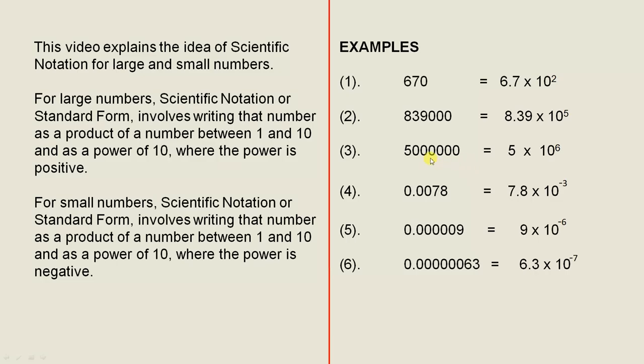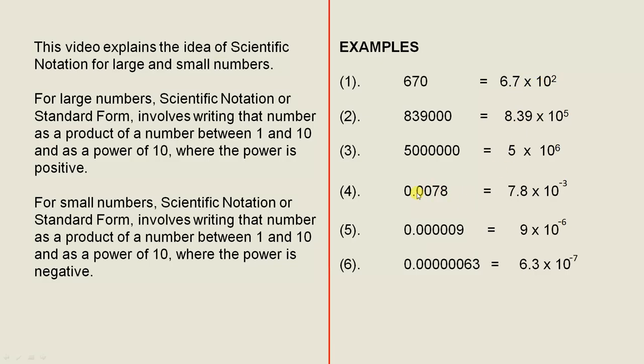And here we have 5 million, so we write 5, so we put the decimal point there after the 5. And we have to move it 1, 2, 3, 4, 5, 6. We have to move it 6 places to the right. So there are 3 examples of how you write large numbers in scientific notation or standard form.